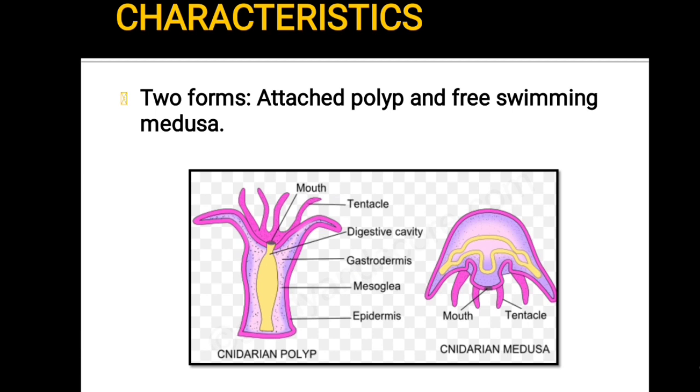And the free swimming medusa has an umbrella shaped body with marginal tentacles and a mouth centrally located on a manubrium of the lower concave surface. Example, Aurelia. Aurelia is also known as the jellyfish. So this is one of the important characteristics of the phylum Coelenterata.